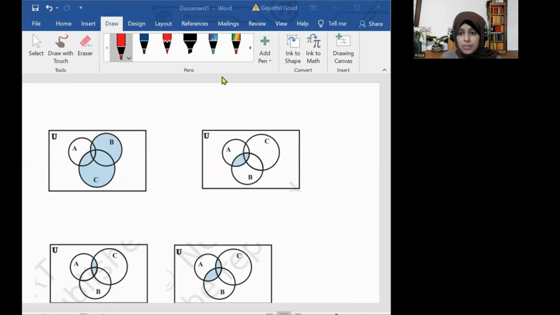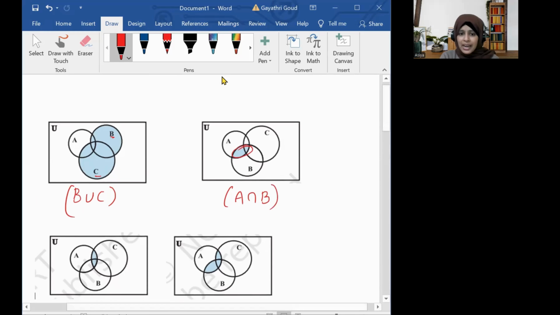Now, here are some of the Venn diagrams that have been taken from the textbook. Now, let us have a look at this Venn diagram. I have a universal set and I have sets A, B, and C. Now, what do we see? We see that the set B and the set C are completely shaded. That means it is the union of set B and C. So, I will write it as B union C. Now, what do we see? The common part of A and B is shaded. That means this is the intersection of my sets A and B.